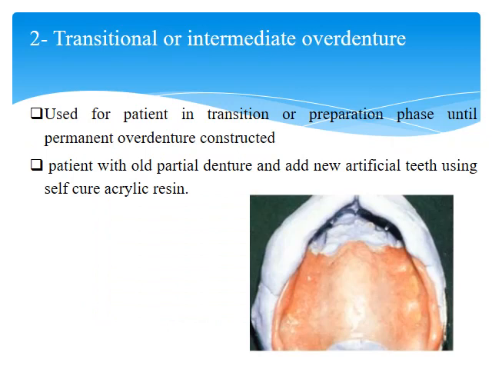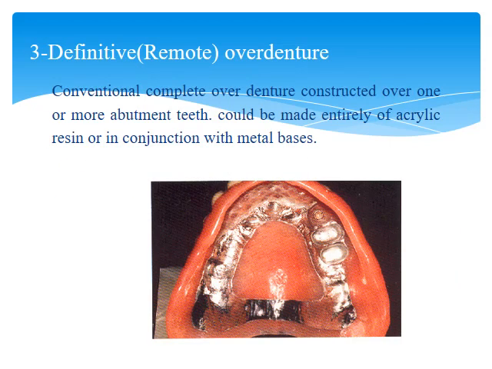The transitional or intermediate overdenture, here we use for patients in transition or preparation phase until the permanent overdenture is constructed, and the patient with old partial denture, and add new artificial teeth using self-cure acrylic. While the definite or remote overdenture is a conventional complete overdenture constructed over one or more abutment teeth, could be made entirely of acrylic resin or in conjunction with metal base.